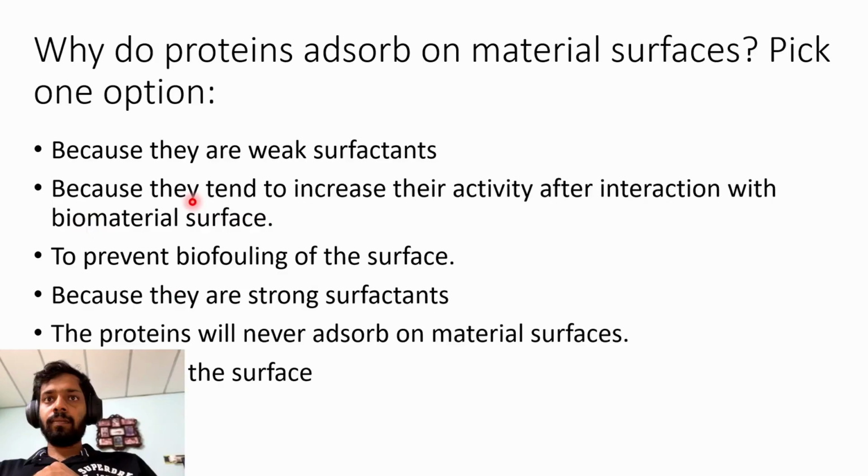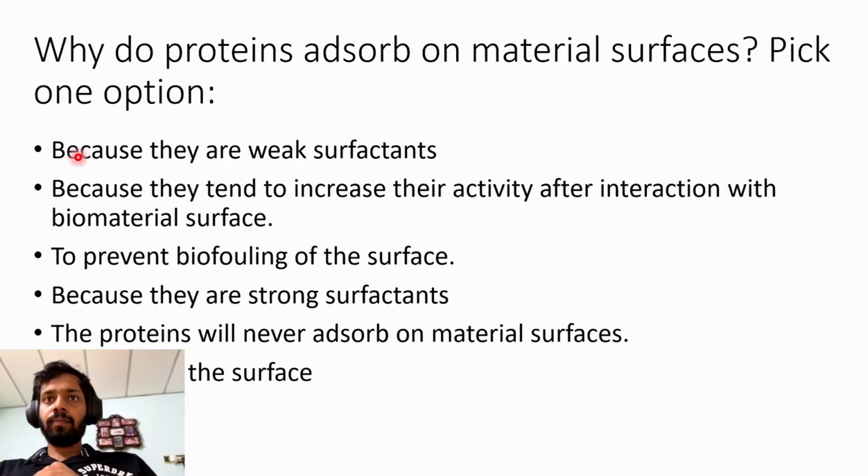And the other option reads, because they tend to increase their activity after interaction with biomaterial surface. Is that true? Do proteins tend to increase their activity after interaction with biomaterial surface? Not necessarily true for all proteins. It really depends on what kind of protein it is and why it's increasing its activity, and it's very rare to come across such proteins. So not entirely true, right?